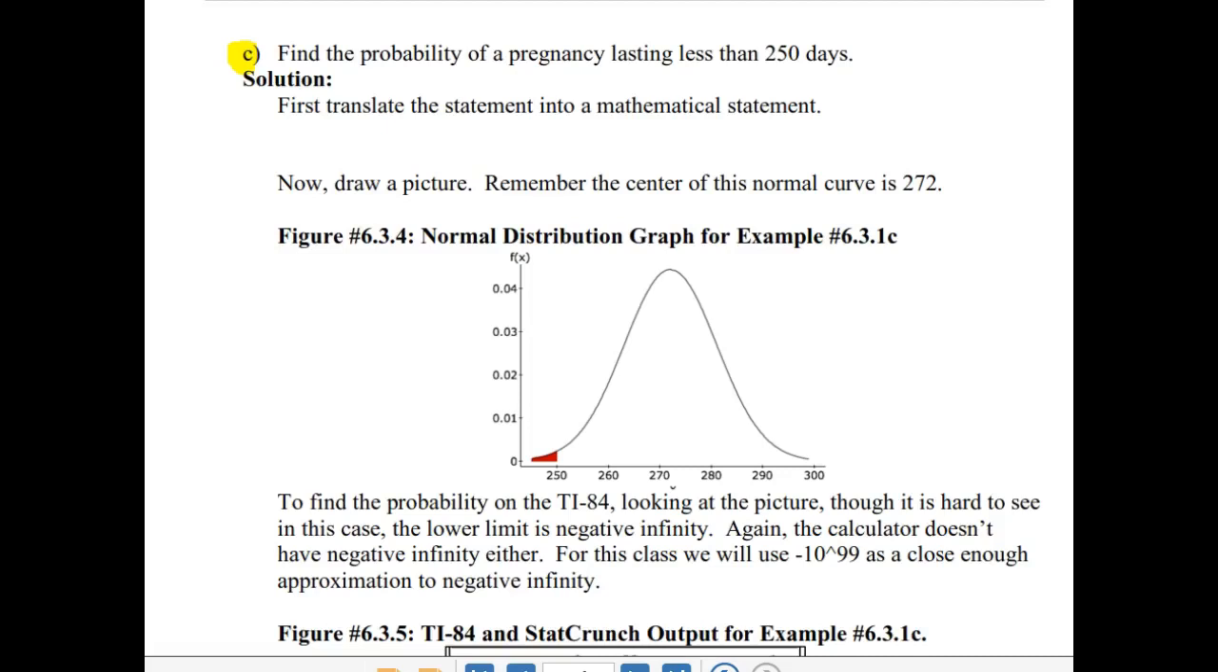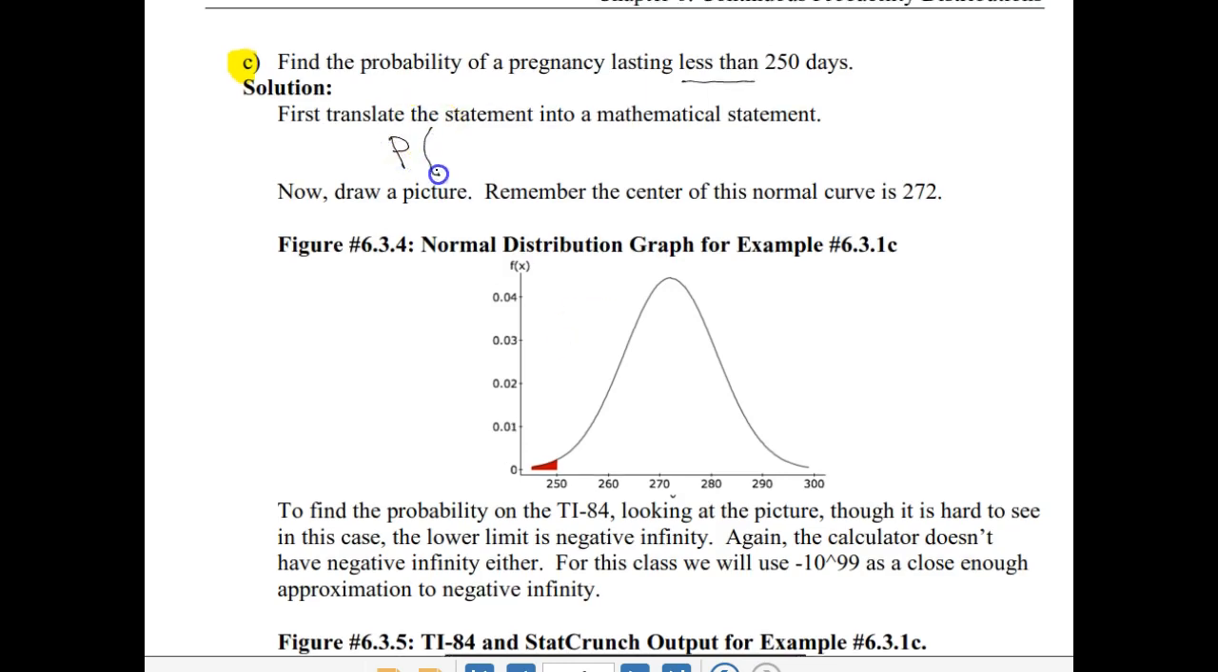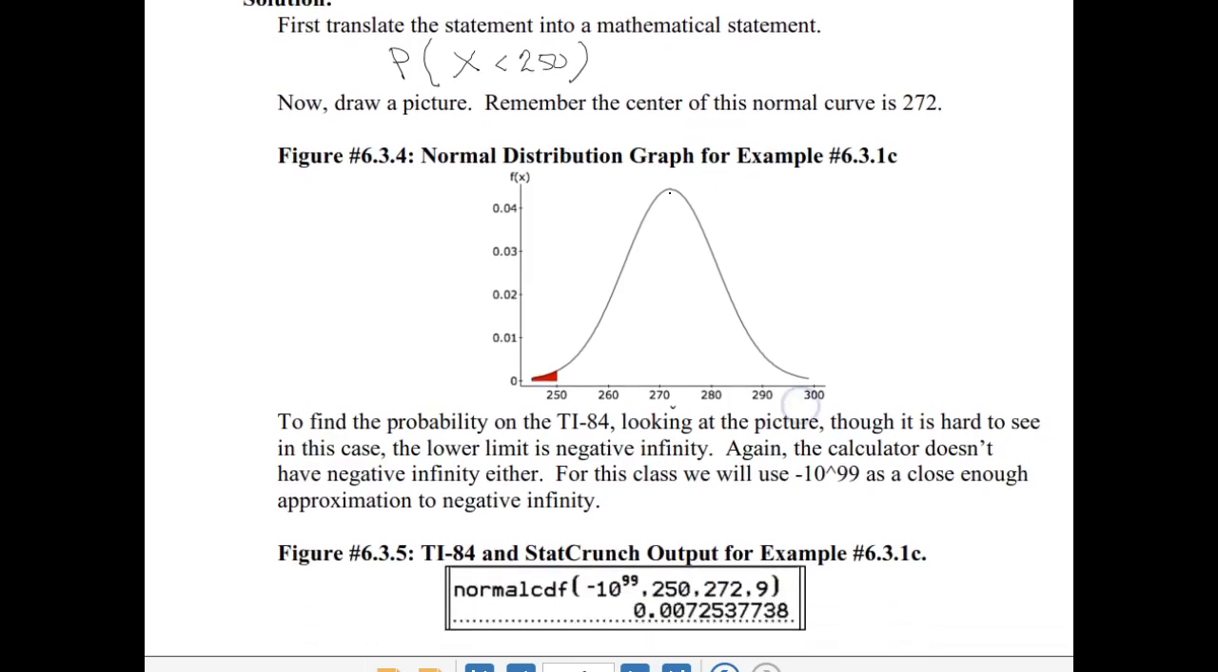So part C, we're asked to find the probability of a pregnancy lasting less than 250 days. So again, we're going to take this statement and translate it into a mathematical one. We want the probability of something, so cap P parentheses for probability of, and we want the length of the pregnancy, which was our random variable x, to be less than 250, so to the left of 250. So again, we're going to draw a picture, remembering that the center of this curve here is at 272. And so this probability that we're after is the area of this tiny shaded left tail here.